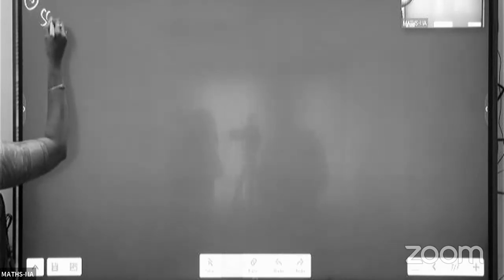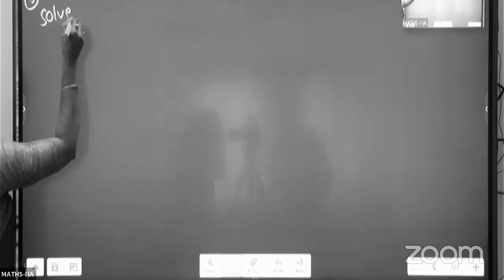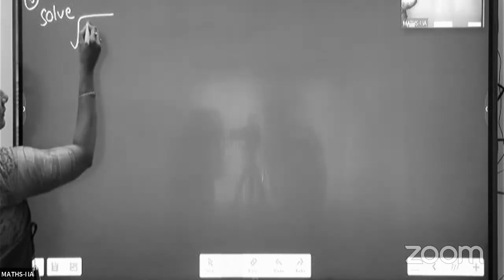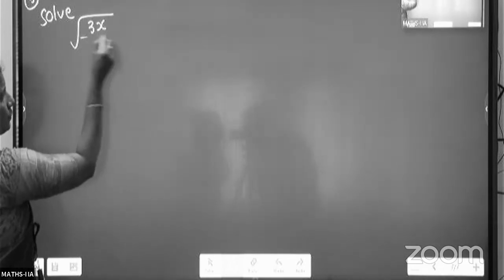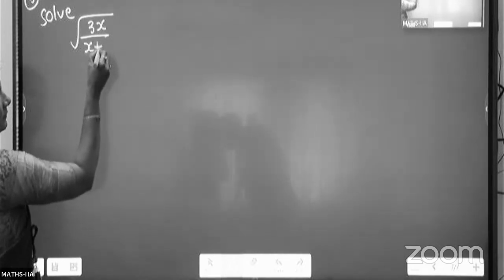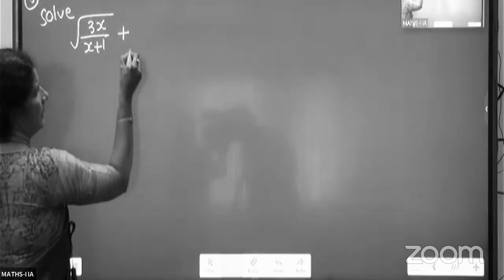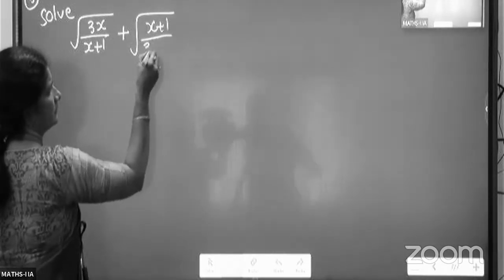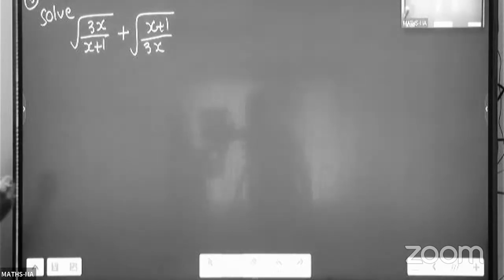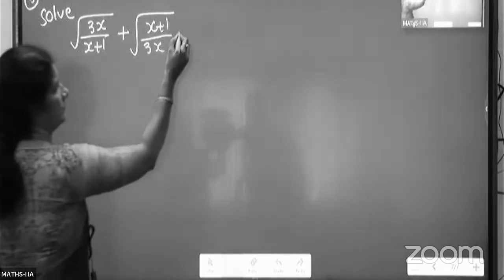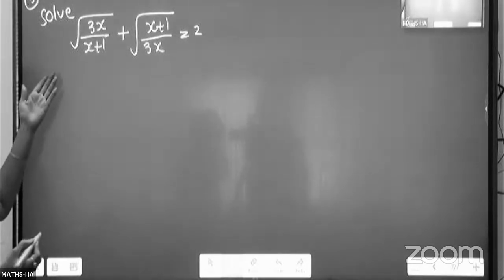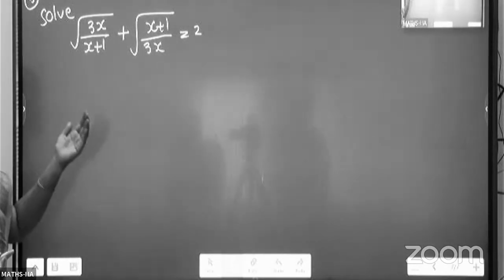Solve question number 3. This is the second type of question. Solve: under root of 3x by x plus 1, plus under root of x plus 1 by 3x, is equal to 2. Solve means we have to find out the value of x. So how do we have to solve?